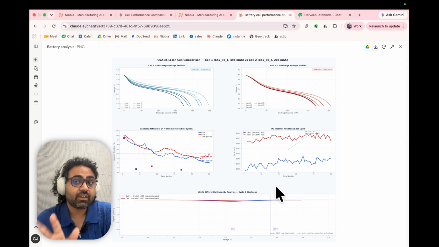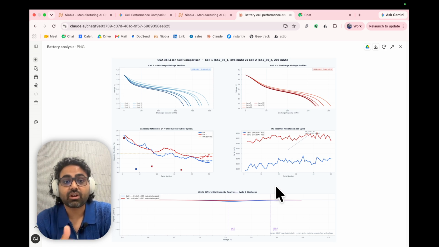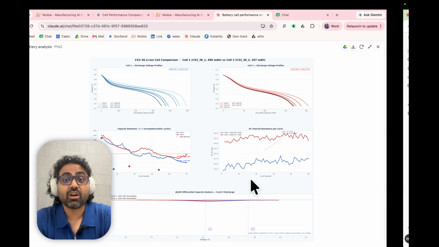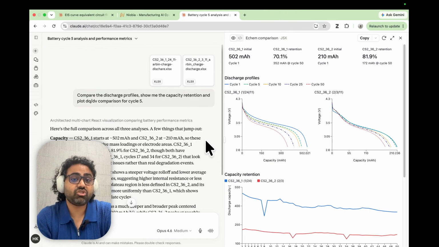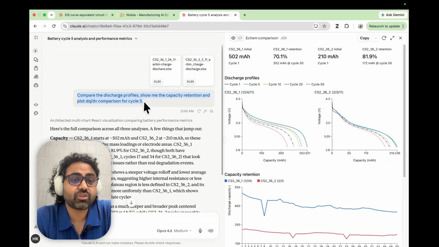I would say though that I have used Claude extensively, and it does give much better results in general, but it's just not consistently giving me those results. I'm going to give you an example of that right now. Here, I changed the prompt a little bit. I asked it to just compare the profiles and show the capacity retention with the same exact files.